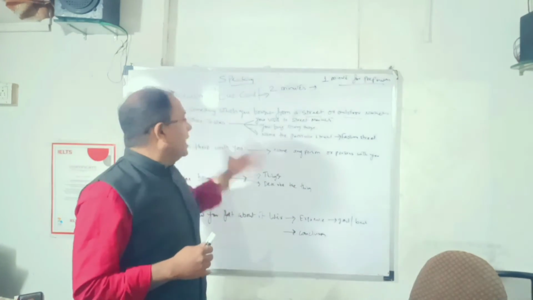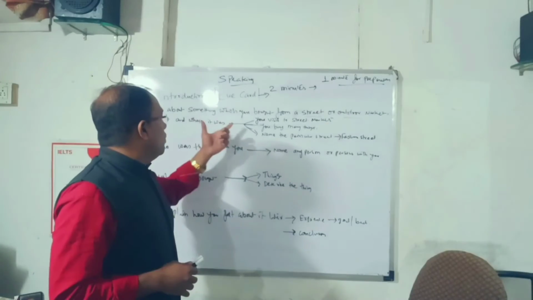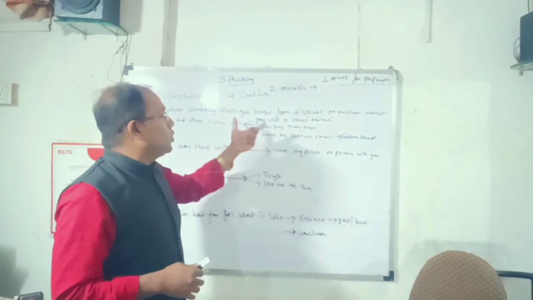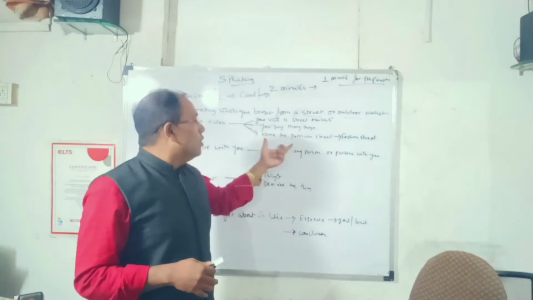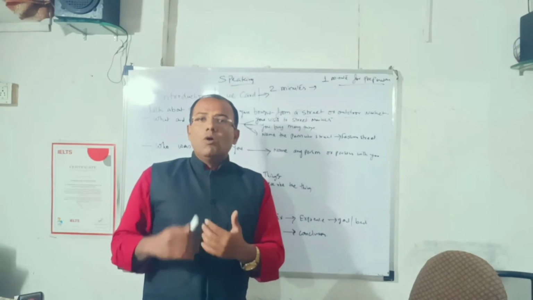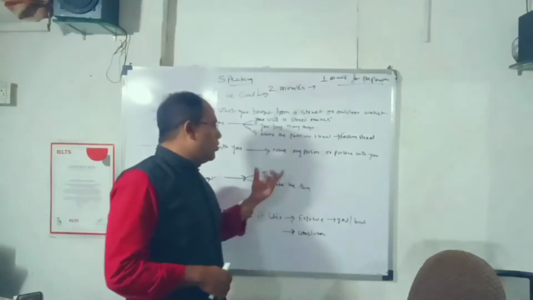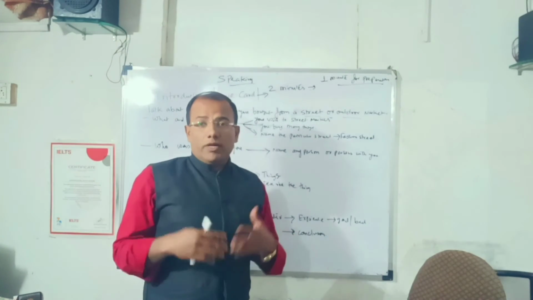And then you have to name the particular street, and talk about the thing which you have bought from that street. So you have to name that particular street, and then talk about what thing you have bought. So the second point here is who was there with you. You can name any one person or persons.